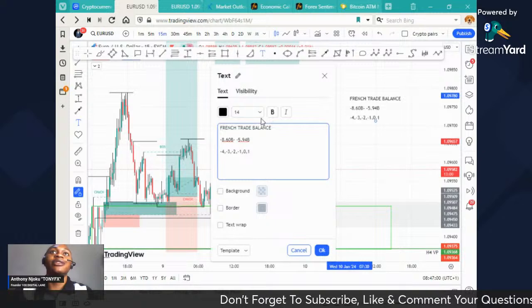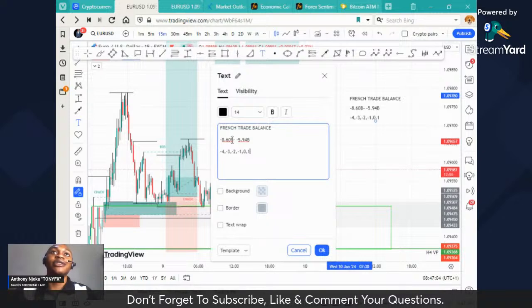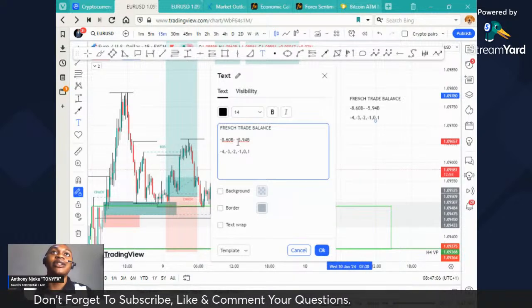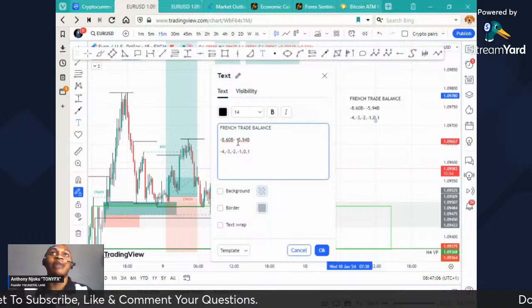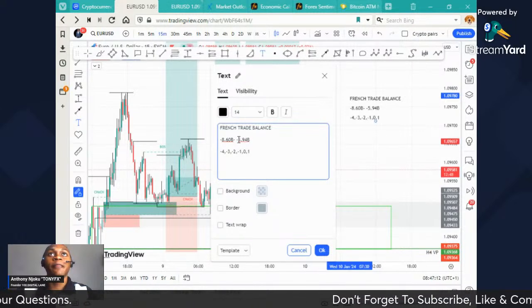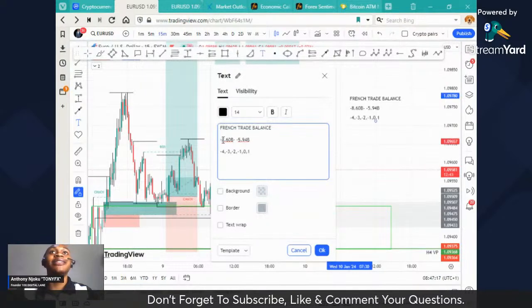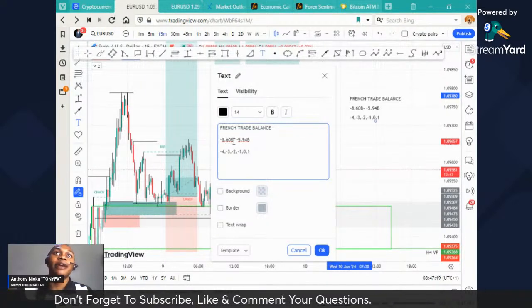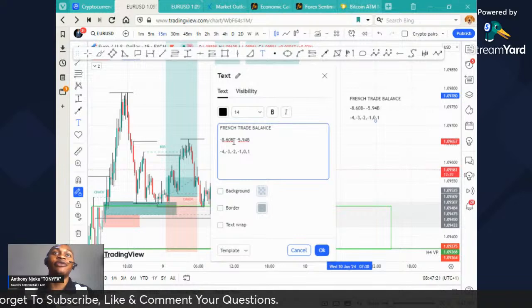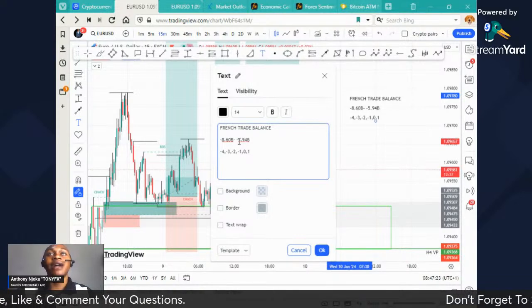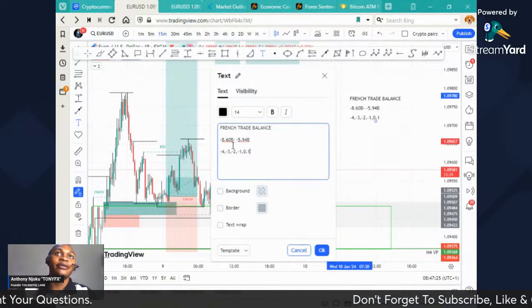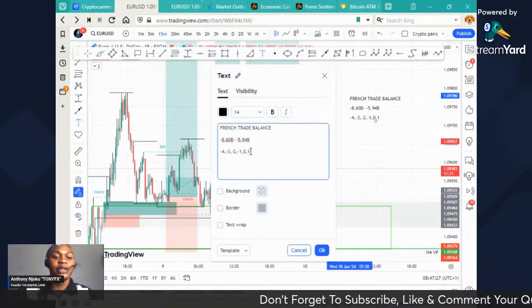Okay, so based on descending, minus 8.60 billion is lower than minus 5.94 billion. Okay, minus 5.94 billion is higher than minus 8.60 billion. So mathematically, the export was higher compared to the previous data.